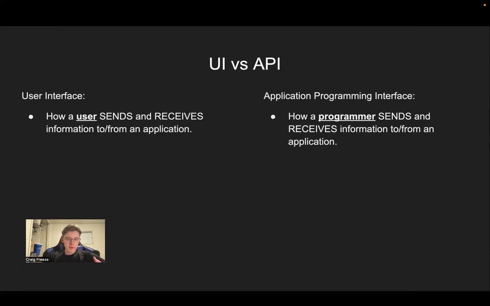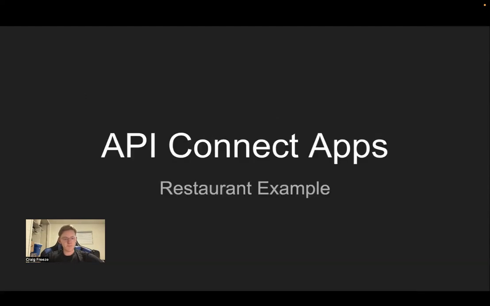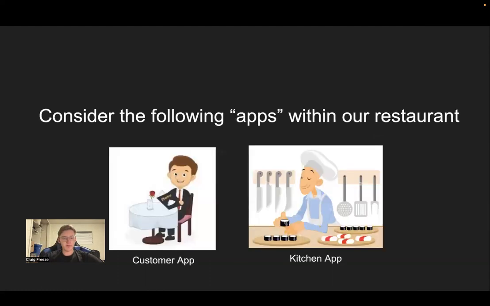As programmers, we're going to be using application programming interfaces. And so it's the way that the programmer sends and receives information to and from an application. There's no fancy buttons that we get to press, no user interface in most situations, but it's how we're going to get information or post information to or from a server. So take a look at that. An API connects apps together, and we'll take a look at a restaurant example.